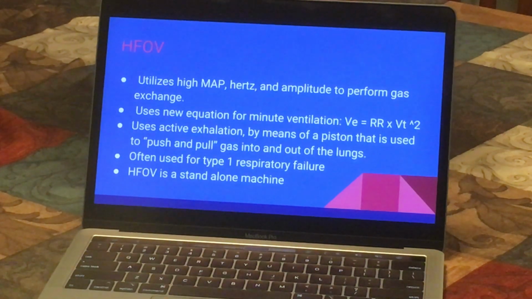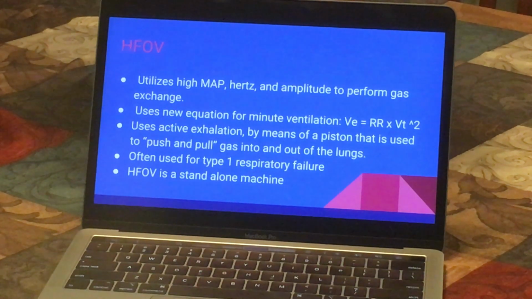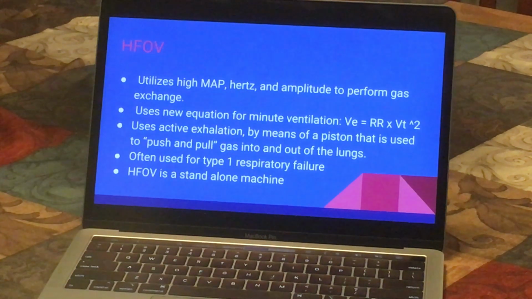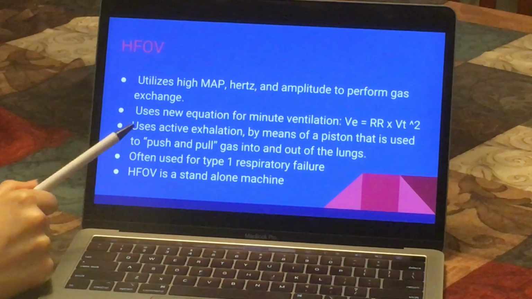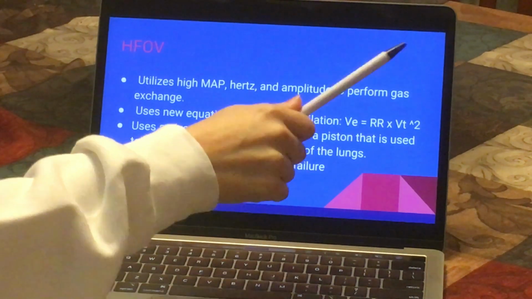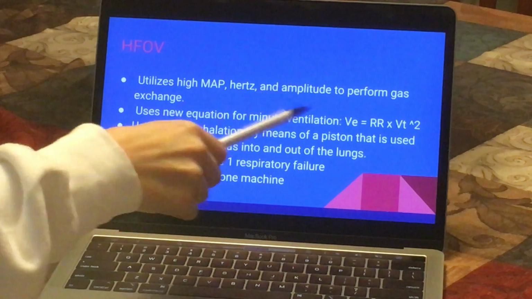Now, the oscillator is a high mean airway pressure strategy, which is the complete opposite of what we want when we use the jet. You use your MAP, your hertz, and your amplitude to perform gas exchange when you're setting up an oscillator. The oscillator also has this equation here. Your respiratory rate times your tidal volume squared is your minute ventilation. That's different than the jet.